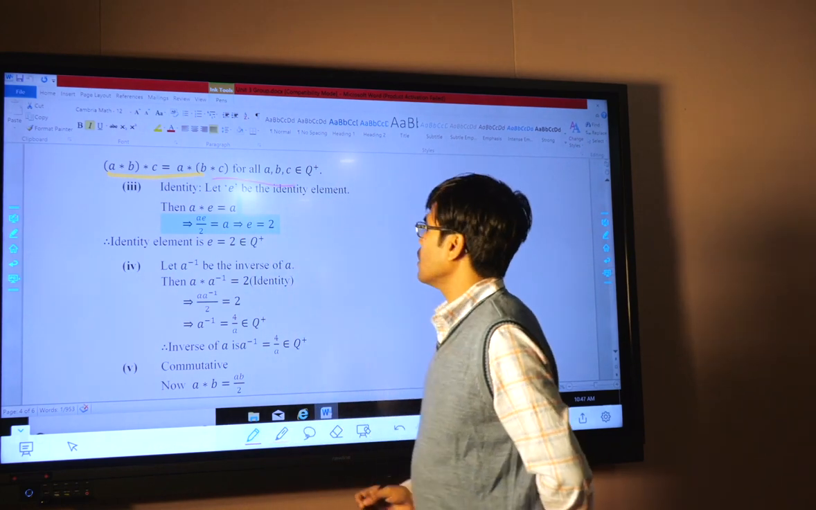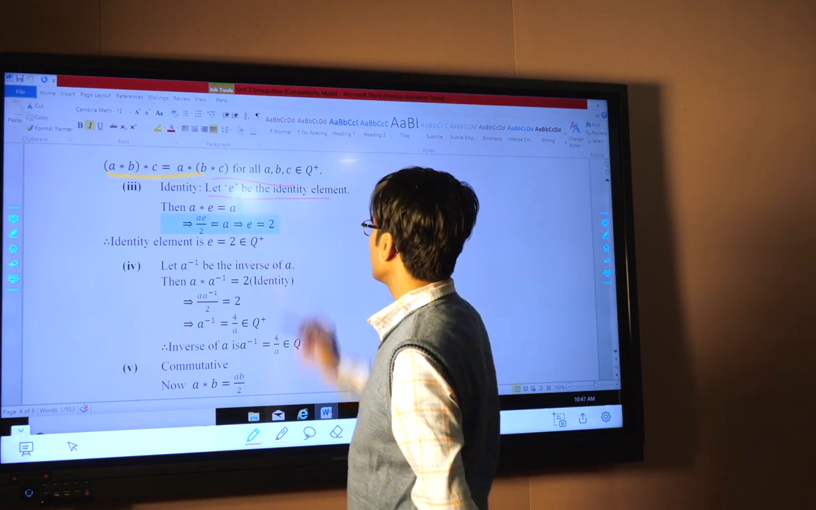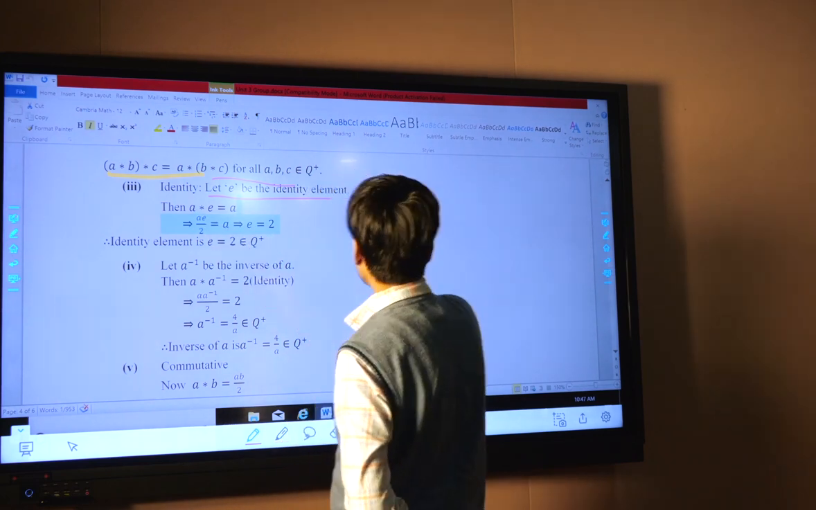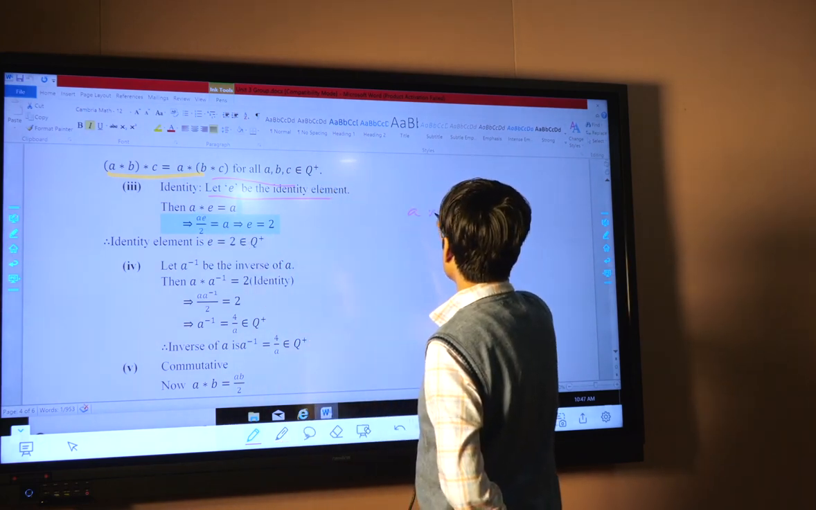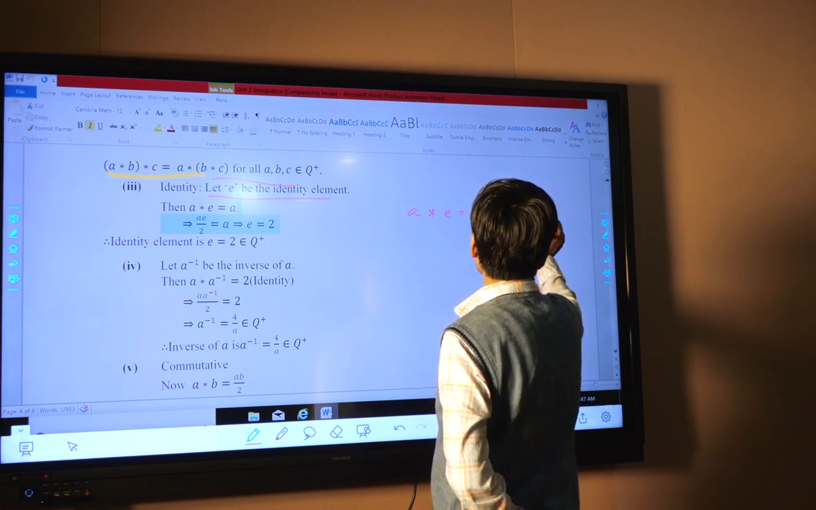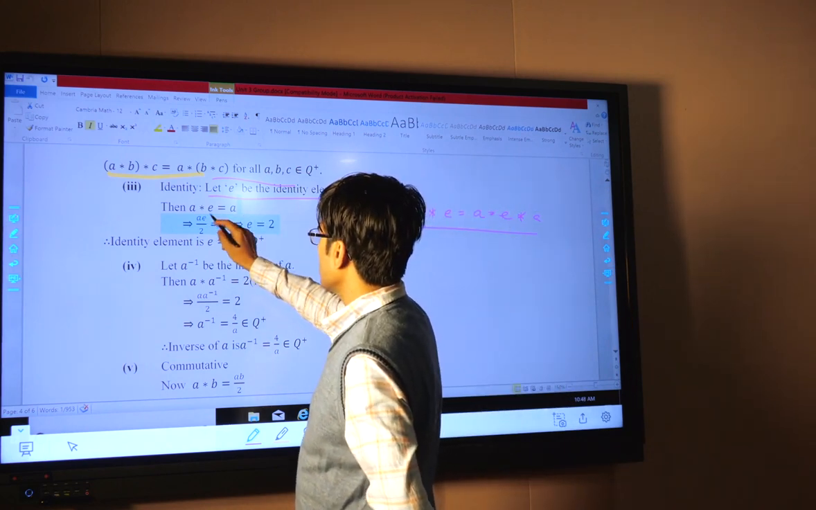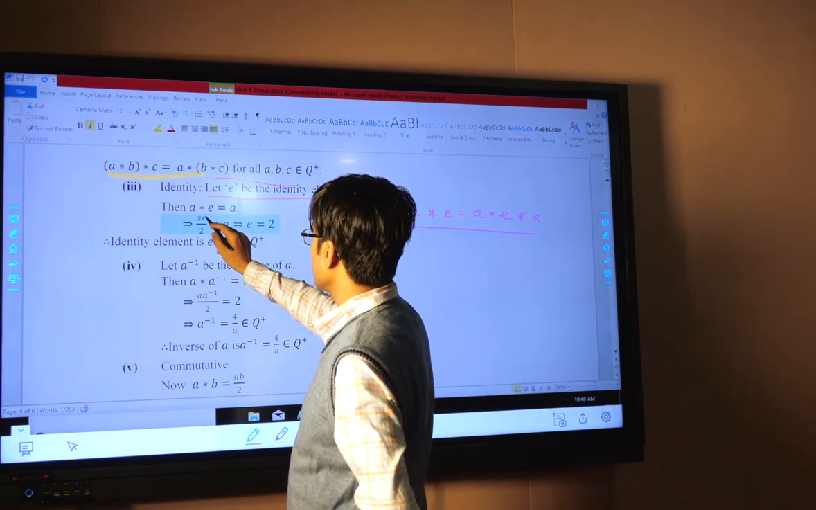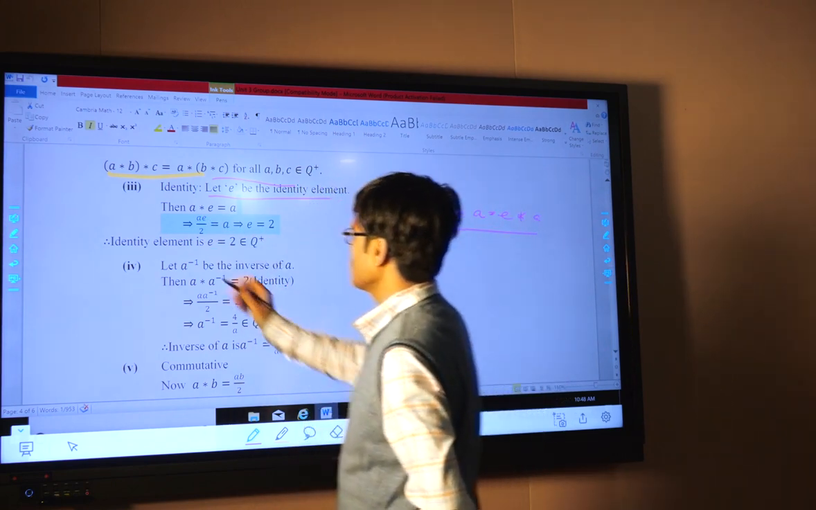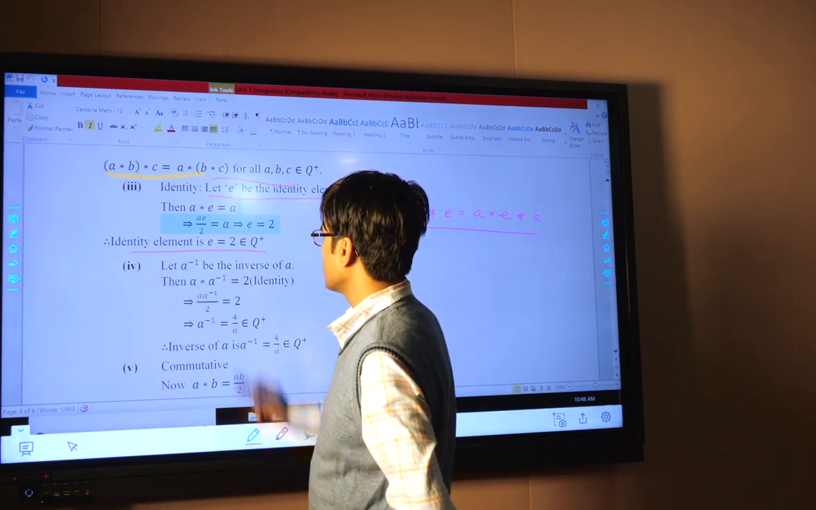Next we find the identity. We consider e to be the identity element. Then a star e is equal to a, and for existence of identity this condition must be satisfied. So a star e equal to a means ae by 2 is equal to a. This implies e is equal to 2. So here the identity element e is equal to 2, which belongs to Q plus. This is the identity element.